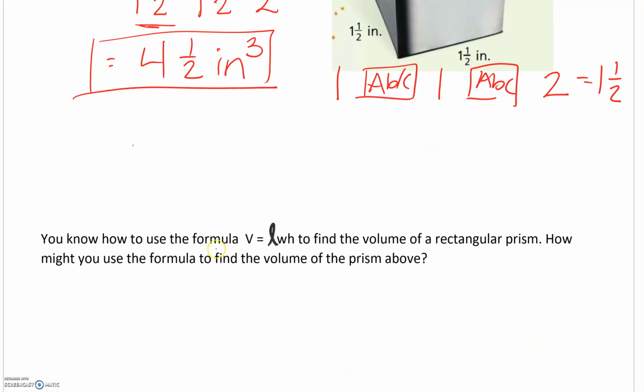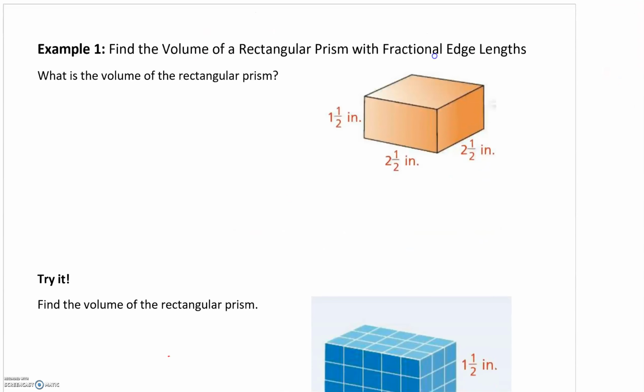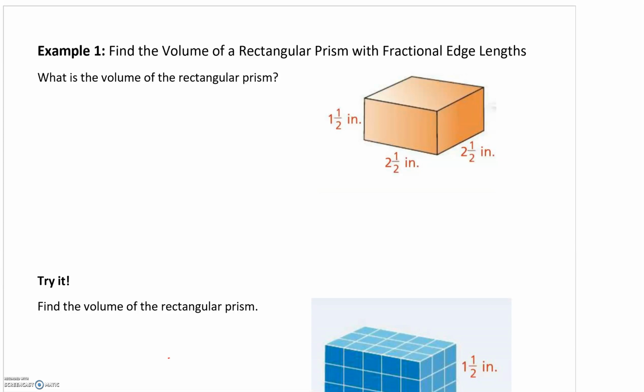So we know how to use this formula, length times width times height, to find the volume of our rectangular prism. So how do I use it to find the volume of this prism above? It's exactly the same. So whether those numbers were 2, 3, and 4, or if they were fractions like before, we still use the formula the same way. Alright, so let's look at another example.